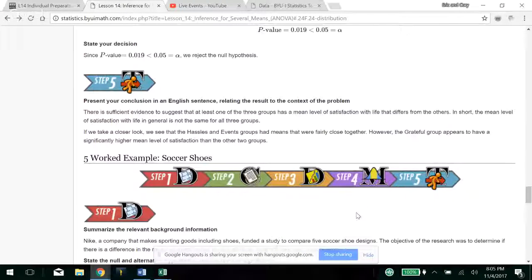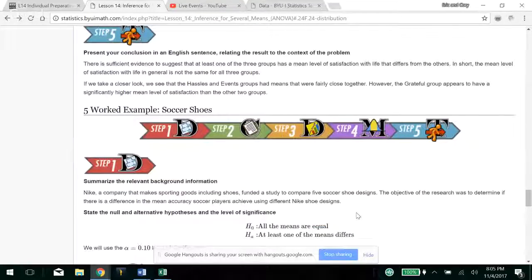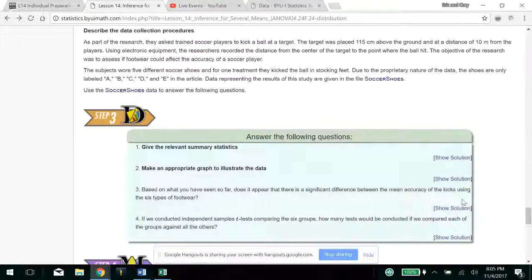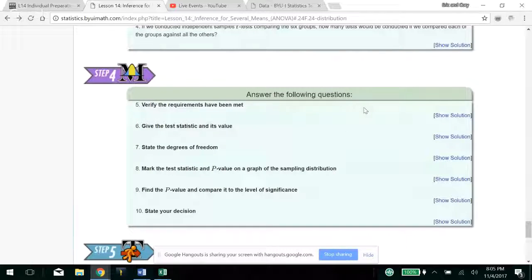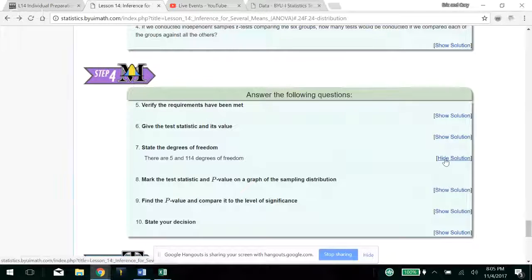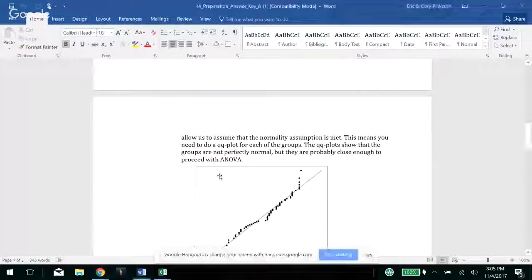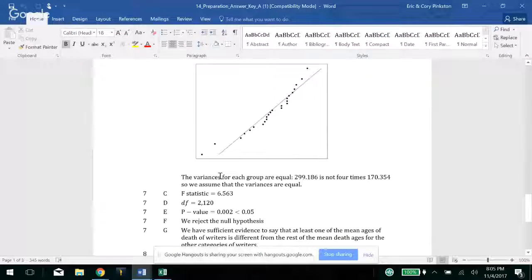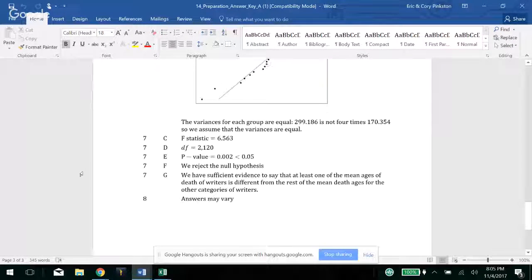In step 4, reading about the degrees of freedom, it says there are 2 and 189 degrees of freedom. Right. But there's no. So it just says state it. So it doesn't tell us why. Okay. So 2 is the right answer. Then it would be 2 and 120. Okay.